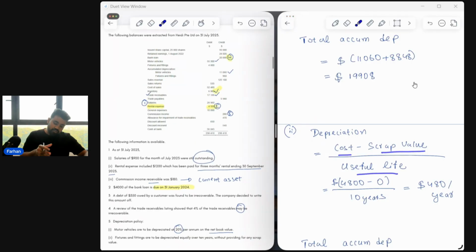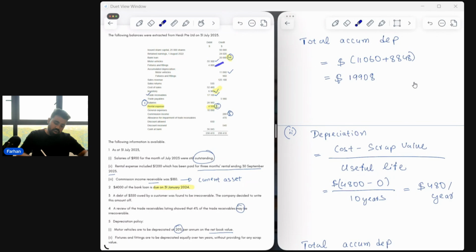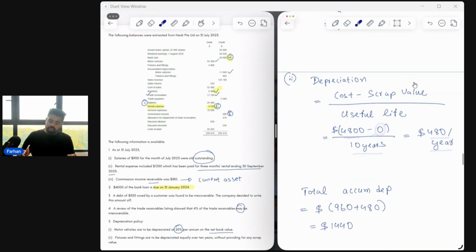So the cost for fixtures and fittings is given here at 4,800, and the accumulated depreciation is given here at 960, but it is not used here because we are doing the straight line method, which has a different formula, right? So 4,800 minus the scrap value of 0 divided by 10 years gives us $480 per year. But the total accumulated depreciation would be that 960 we just talked about, plus the 480 for this year ending 31 July 2023, which gives us altogether 1,440. This amount we will report in the non-current assets section when we prepare the statement of financial position.